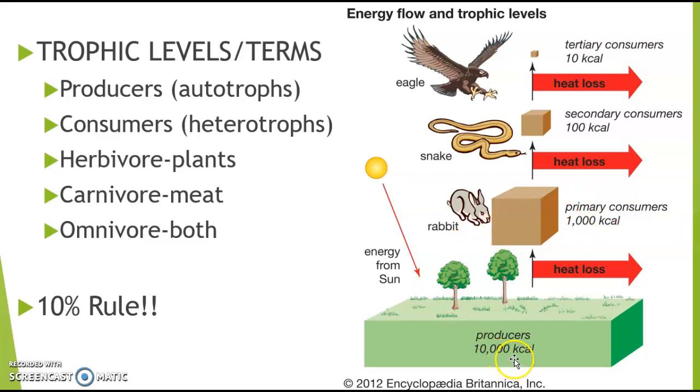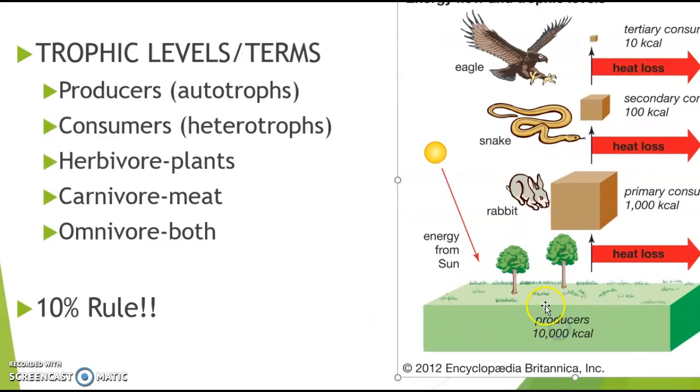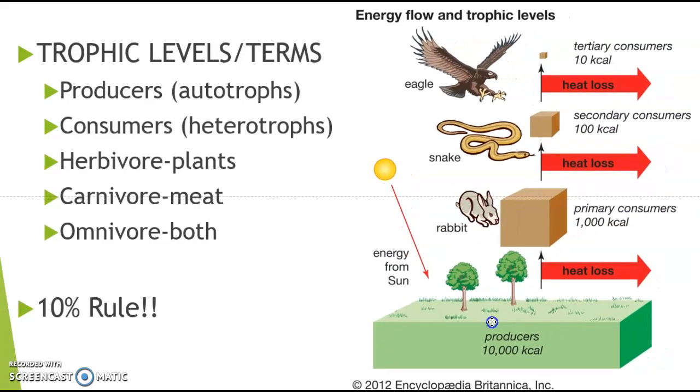So only 10% of the energy is passed on from each energy source, for each level as you move through here. So 10,000 on the bottom, 10% of that goes to the initial consumer, the rabbit. So you have 1,000 here. Only 10% of that moves to the third level here, the secondary consumers. So now you're down to 100. That hawk is the top consumer here, the tertiary consumer. They only receive 10% or 10 kilocalories of that initial energy.